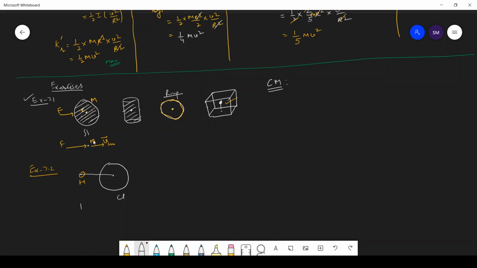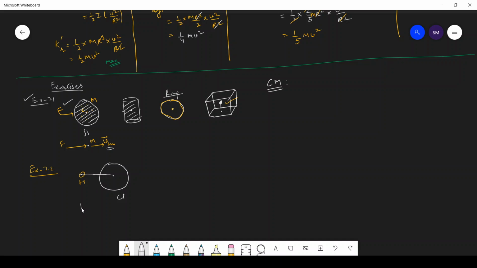So assuming it as a point object whose mass is m, its velocity is the velocity of the center of mass, this point. Because different points have different velocities, I will say that the velocity of the center of mass will be considered as the velocity of the sphere.